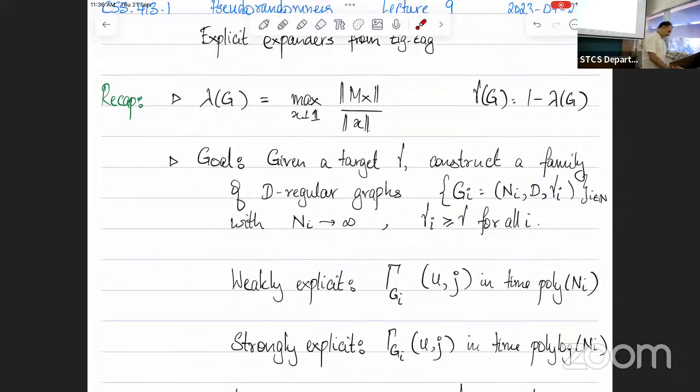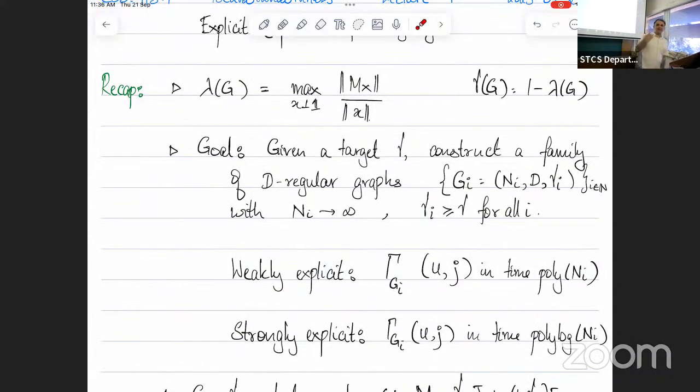And we're going to measure how explicit this graph is based on how quickly you can compute a neighborhood relation. That is, I give you a vertex u, and I ask you for the jth neighbor of u. I want to know how much time this will take. In the weakly explicit setting, you would say that I want this to run in polynomial time in the size of the graph. So if the graph is on n_i vertices, I want it to run in poly in n_i.